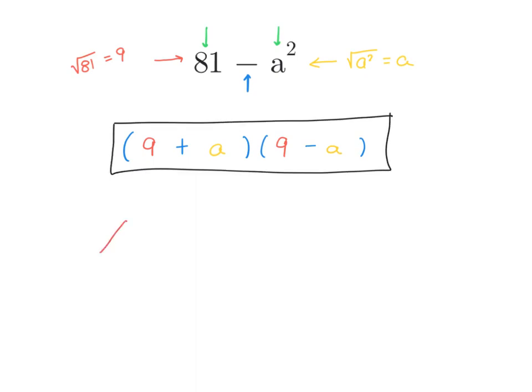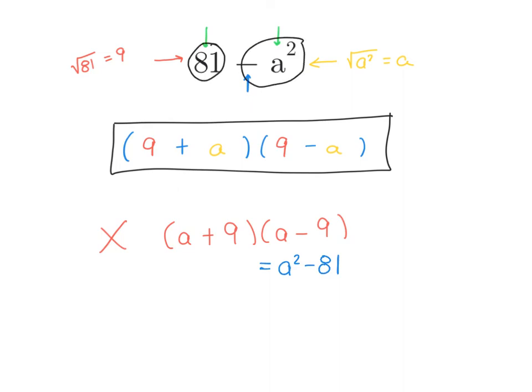We do not want to write this as a plus 9, a minus 9. The reason is if you go ahead and FOIL this, you would actually get a squared minus 81, which is not what we started with. We started with a positive 81 and a negative a squared, and in this case our a squared is positive and our 81 is negative, so it's not the same, so we cannot write it like that.